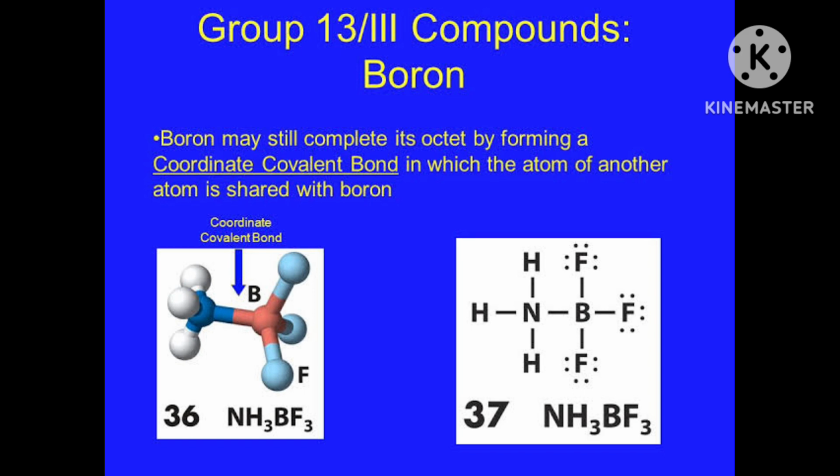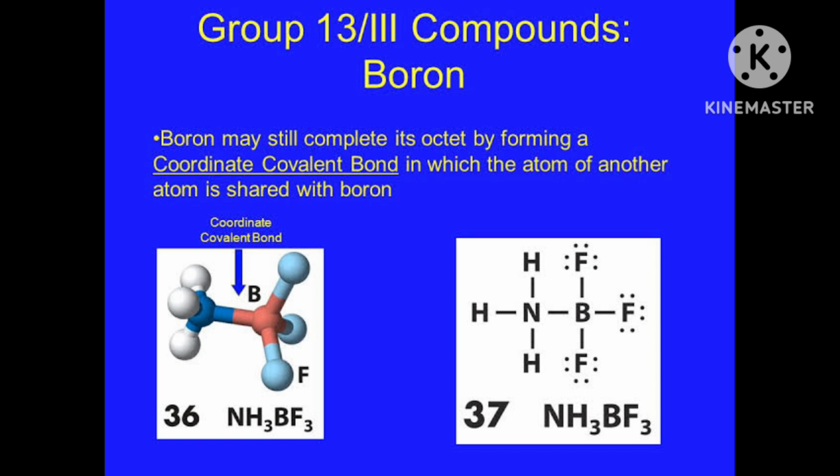Then 2NaBH4 plus I2, iodine, gives B2H6 plus 2NaI plus hydrogen gas, H2. Again, 2NaBH4 plus I2 gives three products: B2H6 first, second 2NaI, and third is H2.